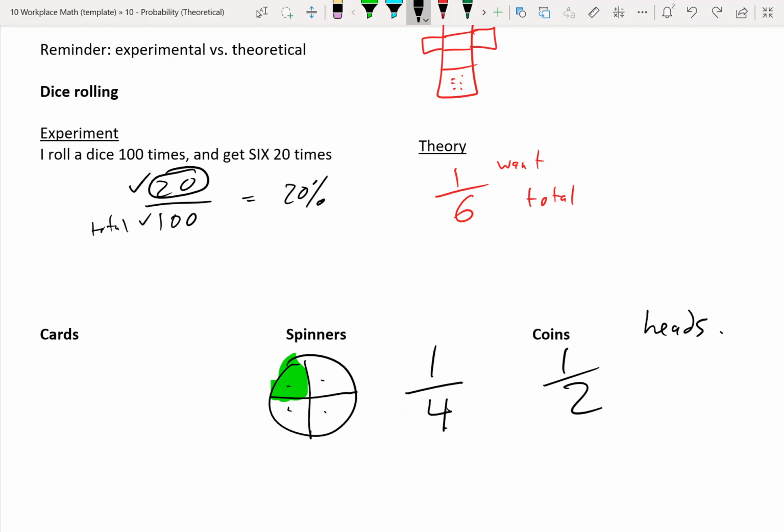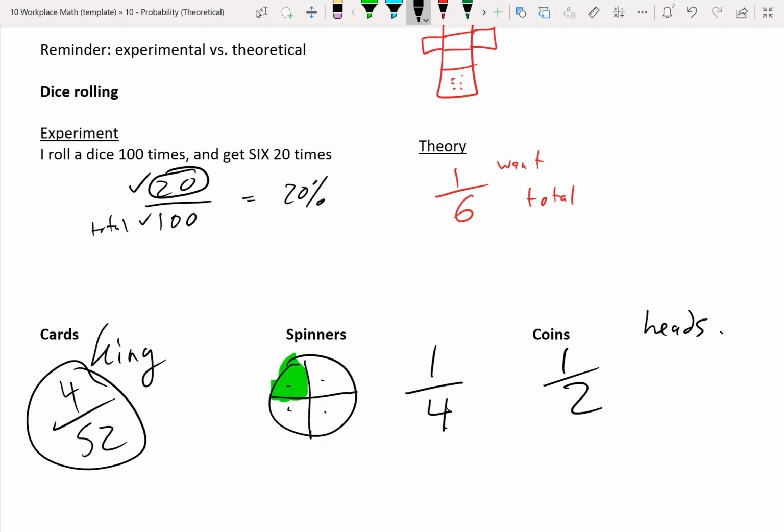If I'm doing a deck of cards, and I want to know my odds of getting a king, first we need the bottom number. In a deck of cards, there's always 52 cards. That's how many there are. How many kings are in a deck? It's 4. So the probability is 4 out of 52. And again, you can turn it into a percent, but we talked about that before.